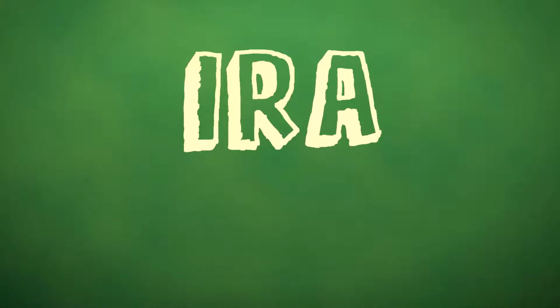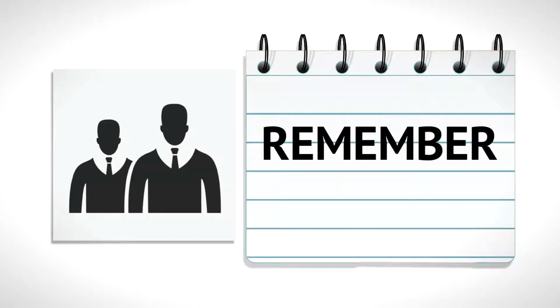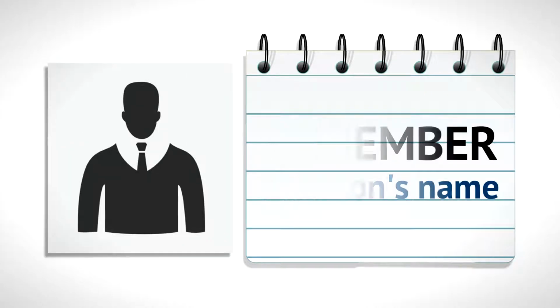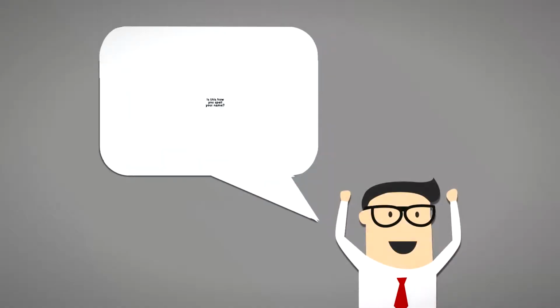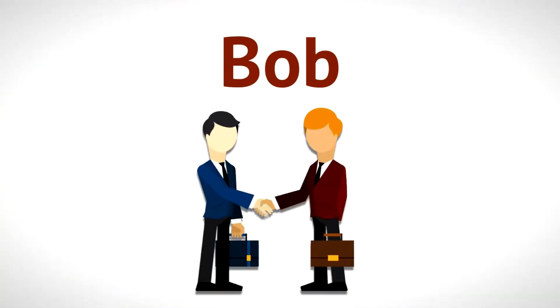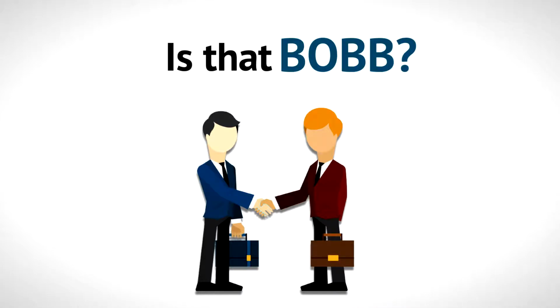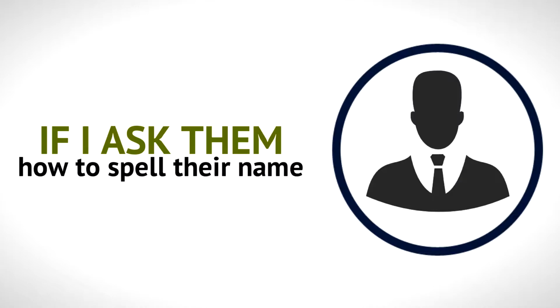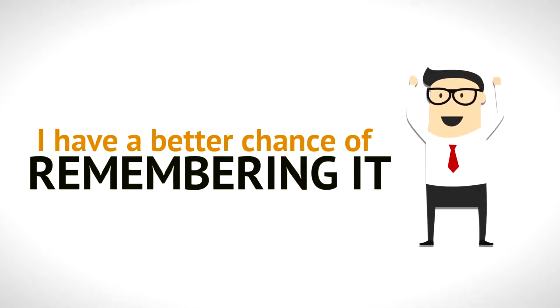I-R-A. I stands for impression, and if you want to remember a person's name, make sure to get a clear impression of the person's name and their face. I like to ask them, is this how you spell your name? Even if it's Bob, I might say, is that B-O-B or B-O-B-B? You see, if I ask them how to spell their name, I have a better chance of remembering it.